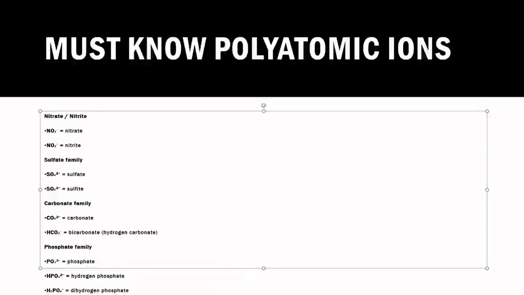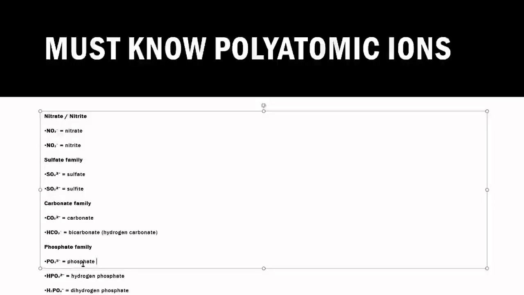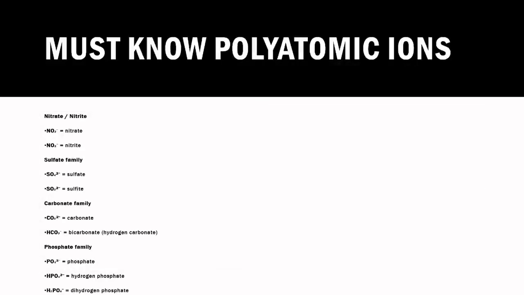And then we have the phosphate family. We have PO4, which is 3 minus, and then hydrogen phosphate, HPO4, where the H is +1, so it's only 2 minus, and then dihydrogen phosphate, which is H2PO4, and it's only -1. These are very important polyatomic ions. You should memorize these for the AP exam.